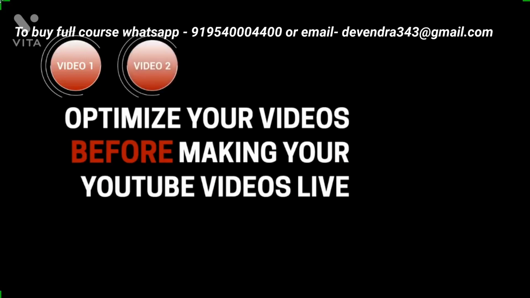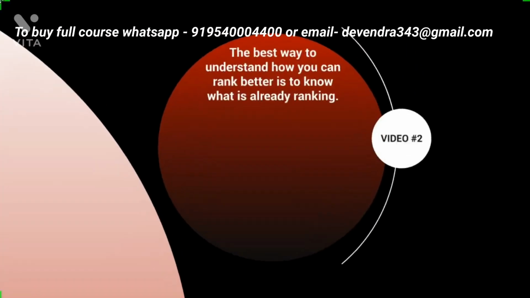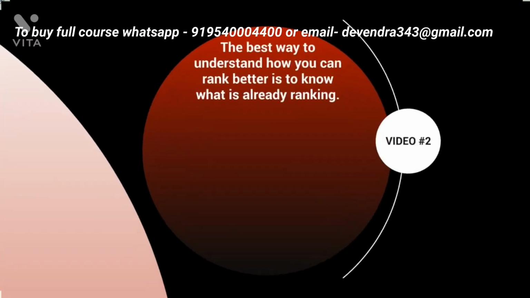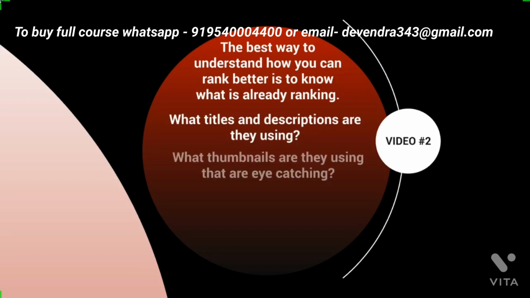Hello and welcome back. This is video number 2. Let's talk about competitive research. The best way to understand how you can rank better is to know what is already ranking in your niche or your market. So what we want to do here is analyze the videos that are on the top. I want you to specifically look at what titles and descriptions they are using, what eye-catching thumbnails they are using, and what the user experience is like when you click through those videos.